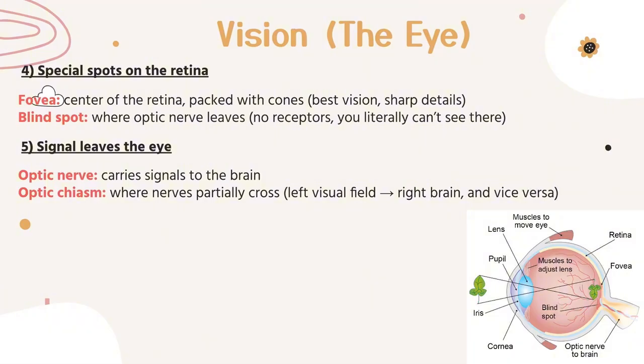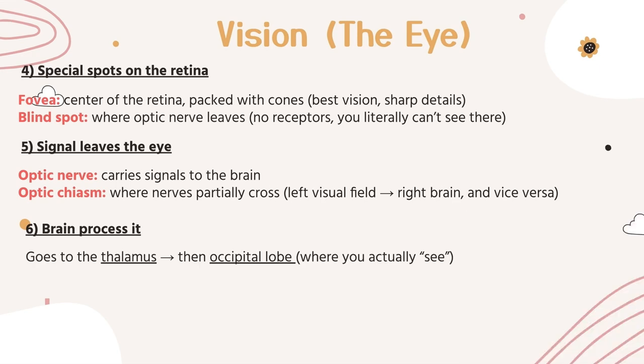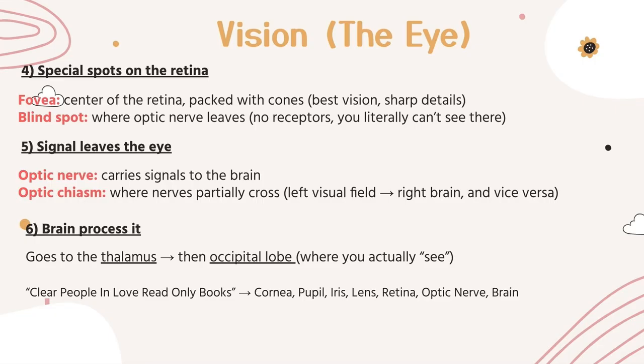Then the brain processes it. It goes to the thalamus, then the occipital lobe, where you actually see. So this is a phrase you can think of: clear people in love read only books, which stands for the process that goes on.